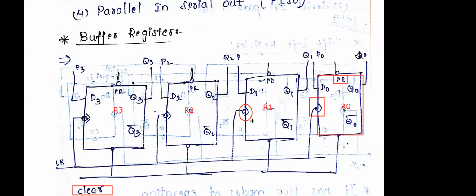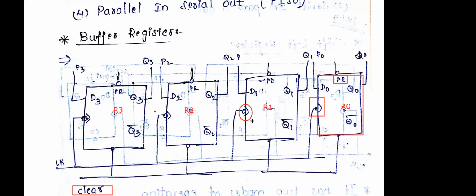First you have to observe the construction. We are taking the D flip flop with asynchronous inputs preset and clear, D0, Q0, Q0 bar, and negative edge clock. This is the construction. In a similar way we are taking R0, R1, R2, R3, a 4 flip-flop system.